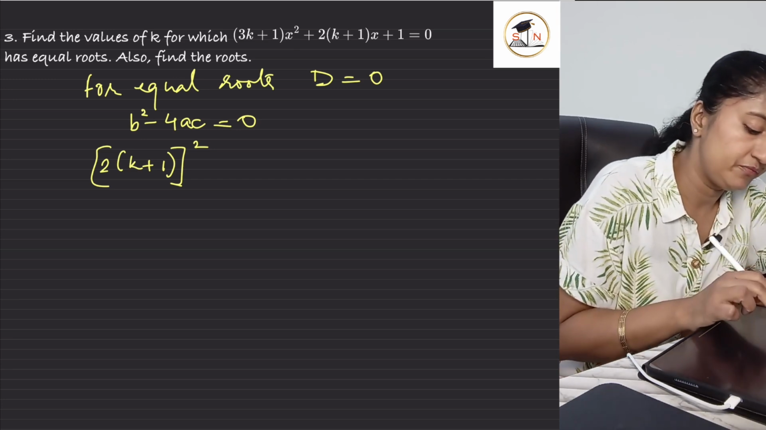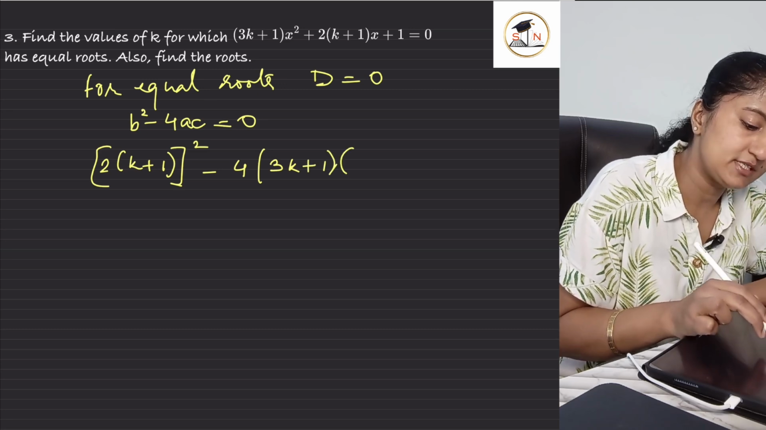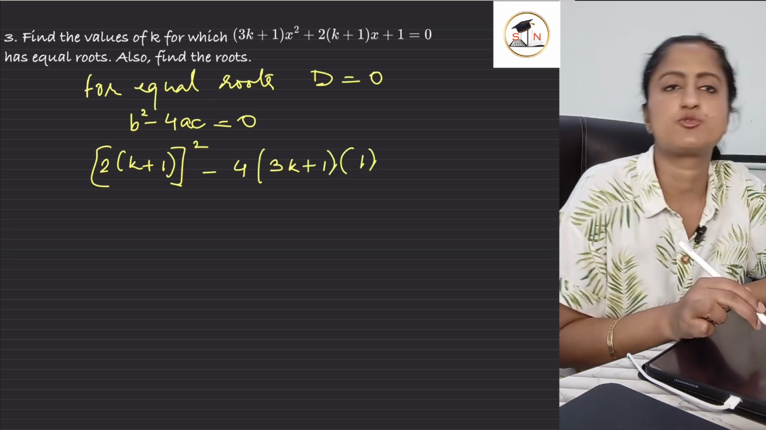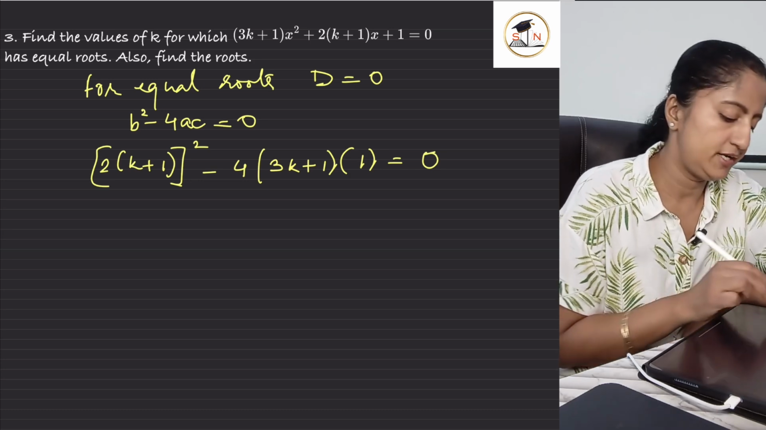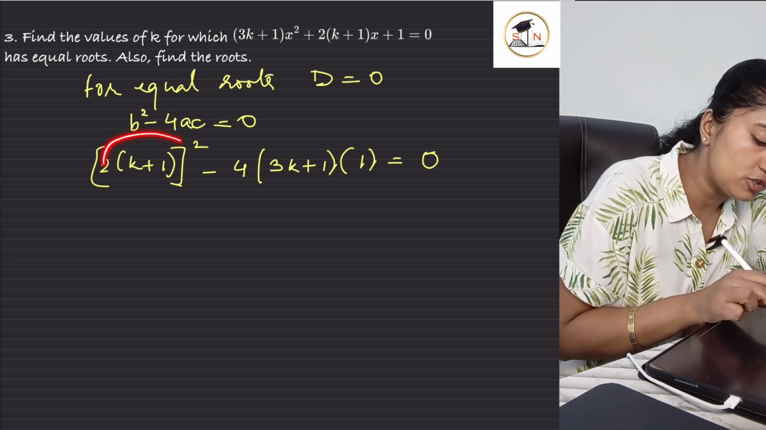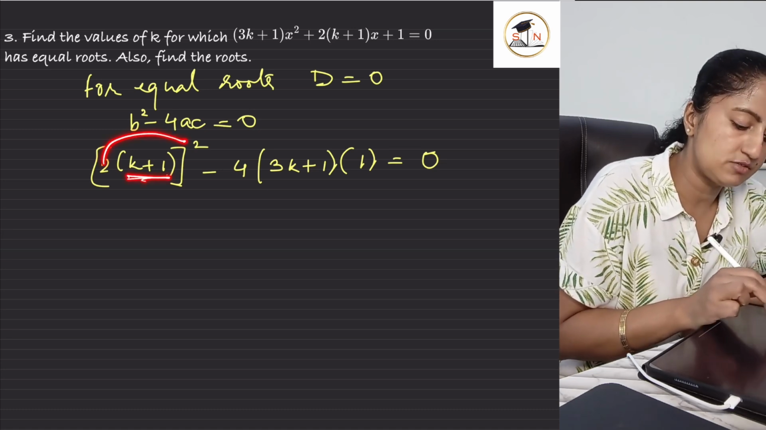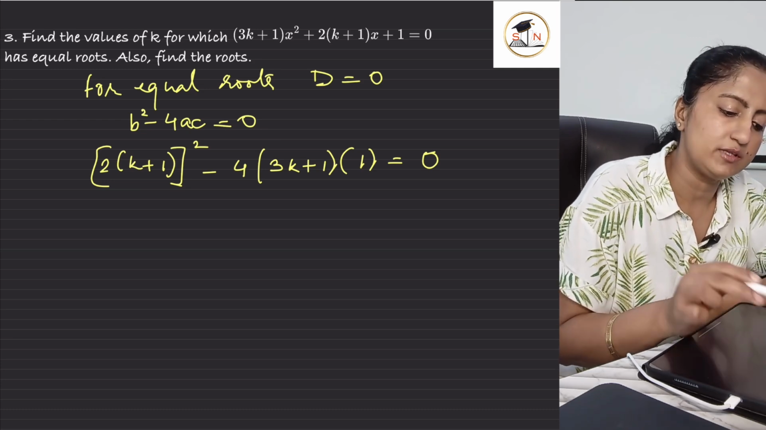Be careful with it. Minus 4 times a. Now what is a? A is 3k plus 1. And what is c? Thankfully it is just 1. It is supposed to be equal to 0. Now over here, be careful. 2 also needs to be squared, and k plus 1 also needs to be squared. So we'll start with it.